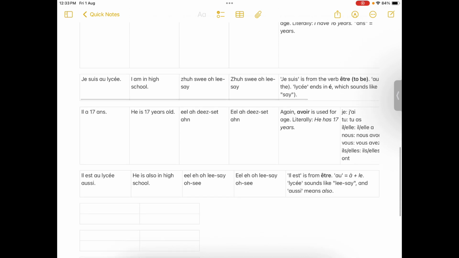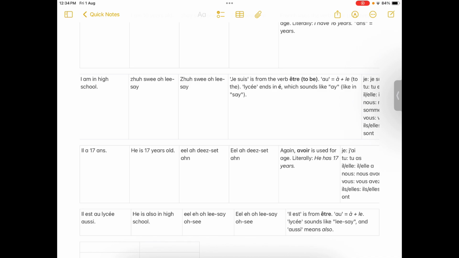Moving on to the third sentence, je suis au lycée. I am in high school. As we already said, the first word is pronounced je, the second is suis, the third one is au, and the fourth one is lycée. Together, je suis au lycée. Je suis is from the verb être, and au is a combination of à plus le, to the. Lycée ends in e.